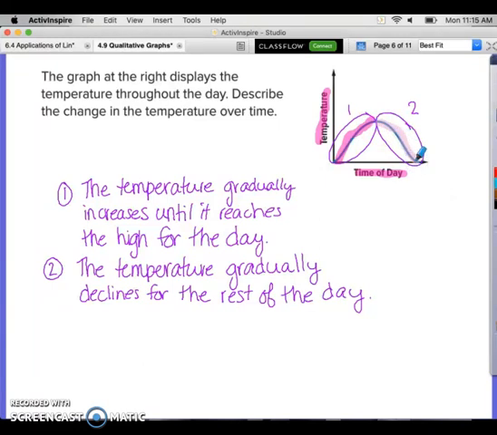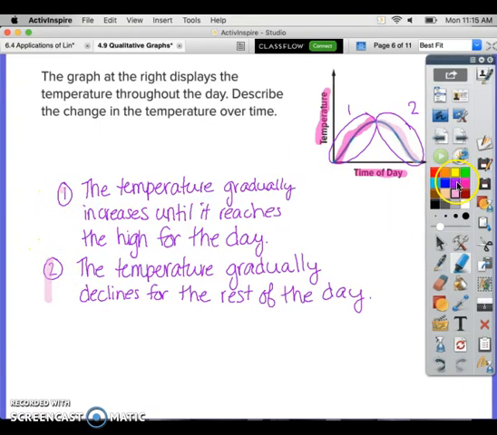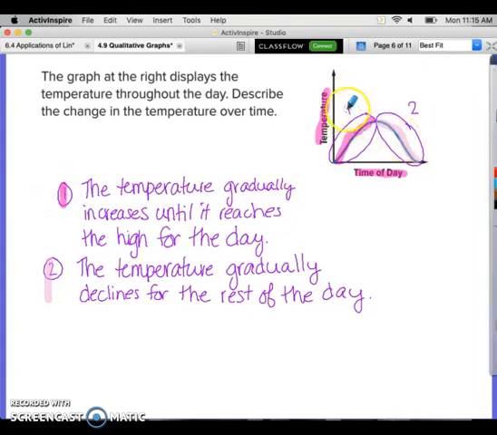So I'm going to explain my two different parts of my graph. I should use the same color. So the first part of my graph, the temperature gradually increases until it reaches the high for the day. So this part right here, that's the high for the day. And then the temperature gradually declines for the rest of the day.